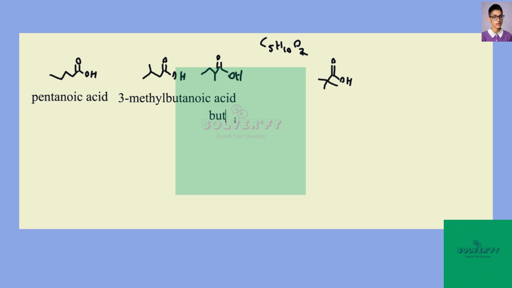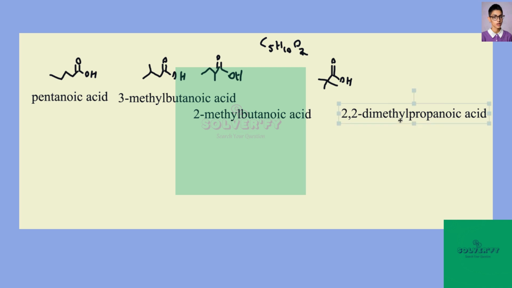Next, we also have a butanoic acid. But now the methyl group is on carbon 2, so we have a 2-methyl butanoic acid. Last but not least, we have now only 3 carbons as the parent chain. So we have propanoic acid. And then we have a 2,2-dimethyl propanoic acid.